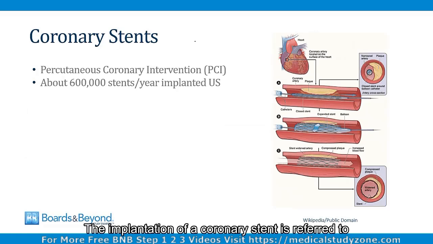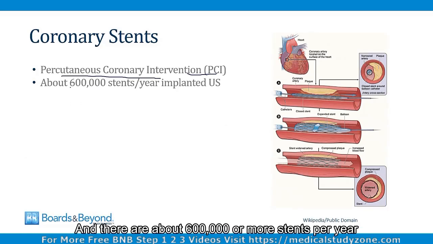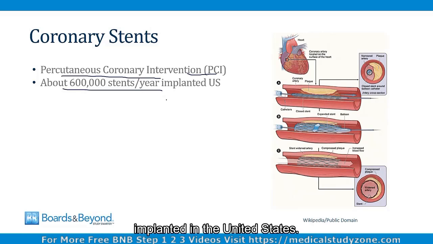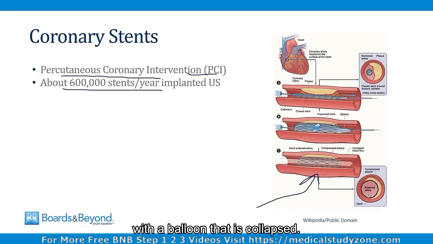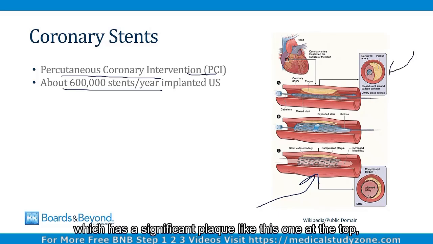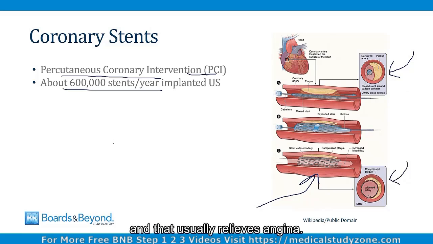The implantation of a coronary stent is referred to as a percutaneous coronary intervention, or PCI, and there are about 600,000 or more stents per year implanted in the United States. Stents have a chicken wire appearance like this. They're inserted into the vessel with a balloon that is collapsed. The balloon is inflated and it expands the stent, and then the balloon is deflated and withdrawn. And the result is that you take a vessel which has a significant plaque like this one at the top and convert it to one that has a stent placed with much better blood flow, and that usually relieves angina.